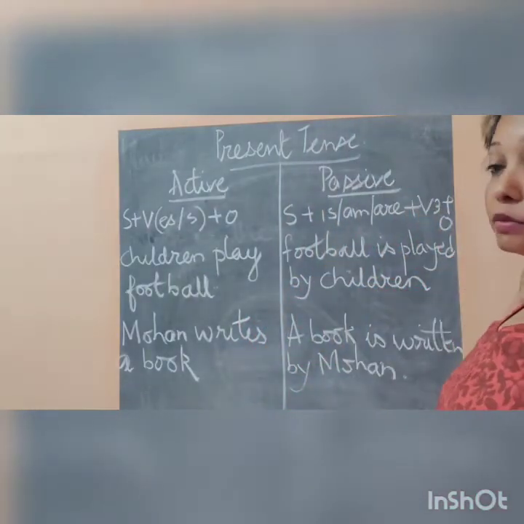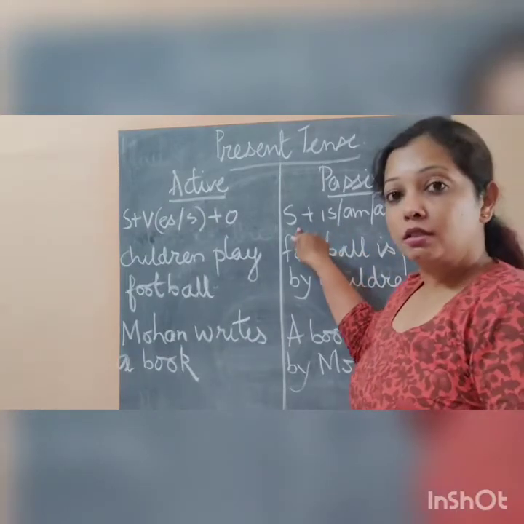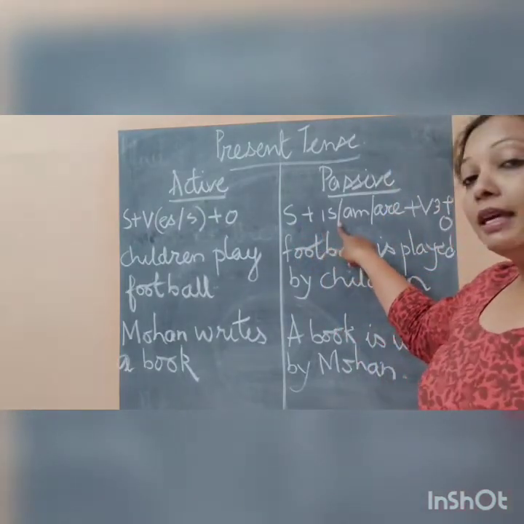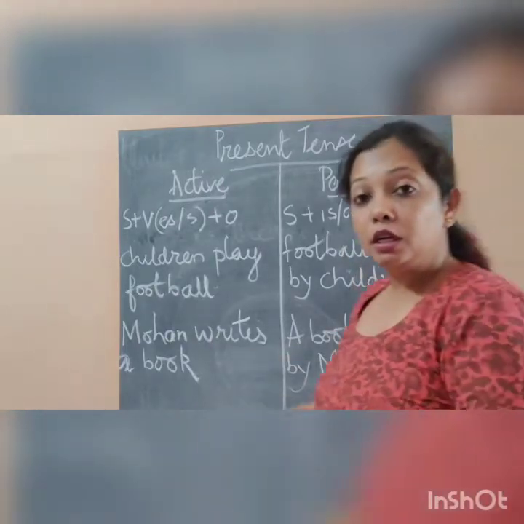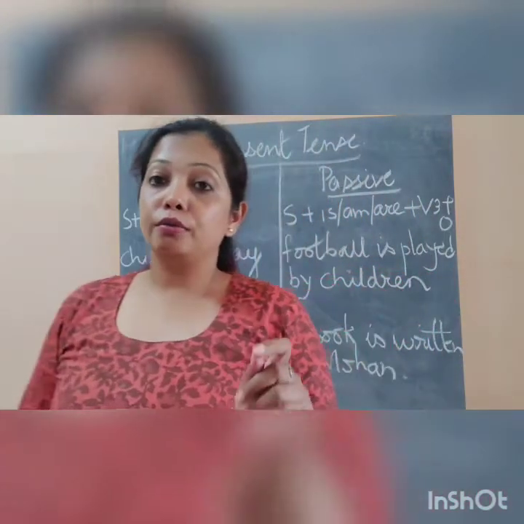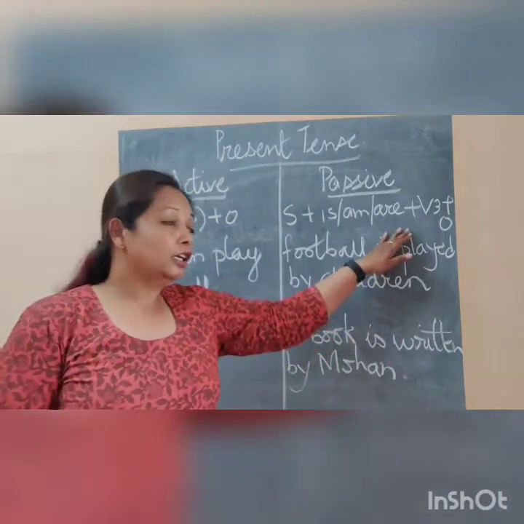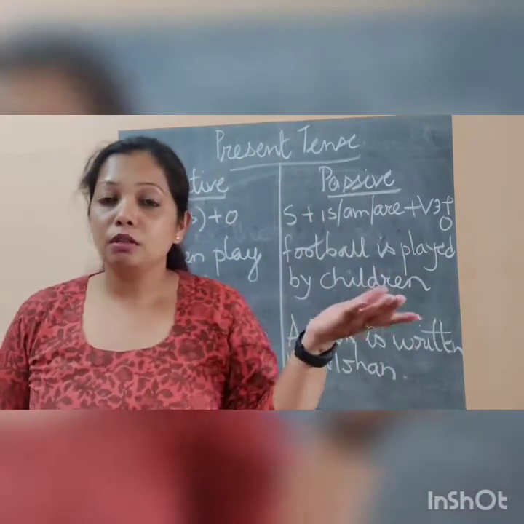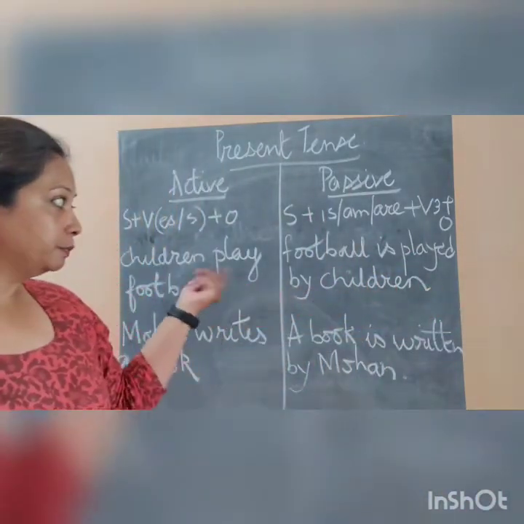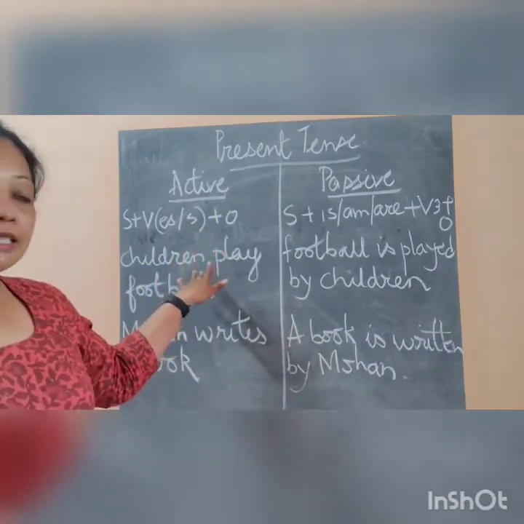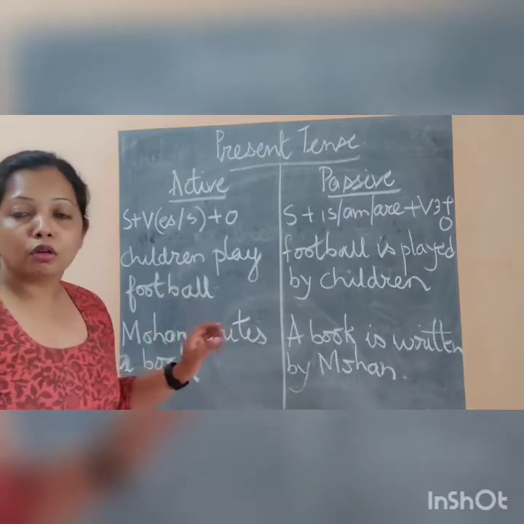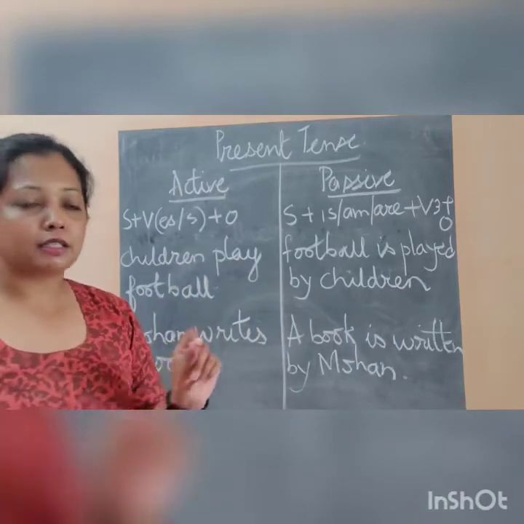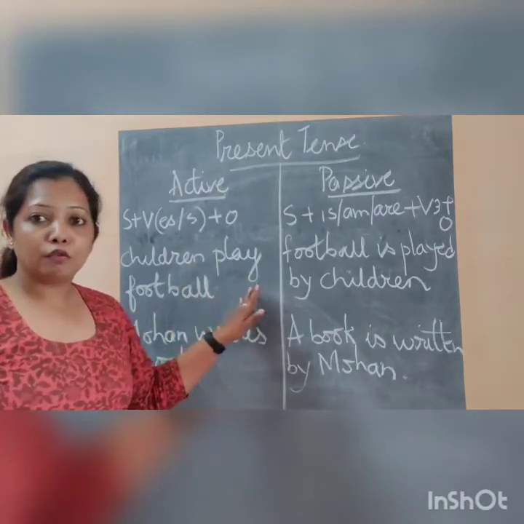Now when you change it to passive voice, you can see here subject plus is and are plus verb, the third form of the verb, okay, and object. The third form of the verb is the past form of the verb, ed. So you can see here in the first sentence, children play football. A very simple sentence. Children play football.